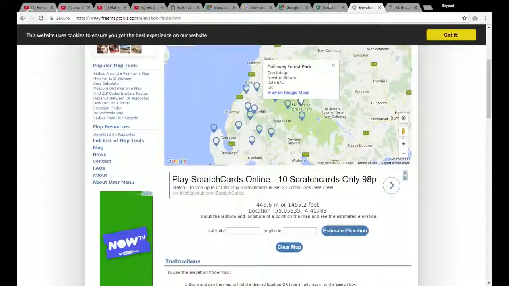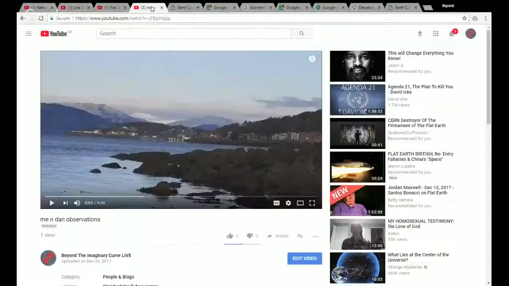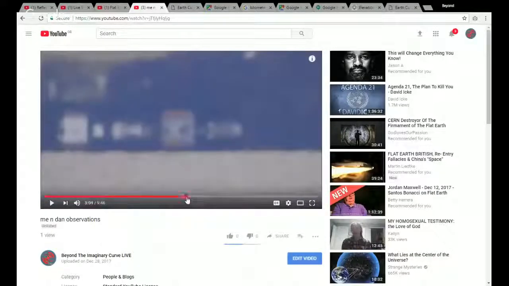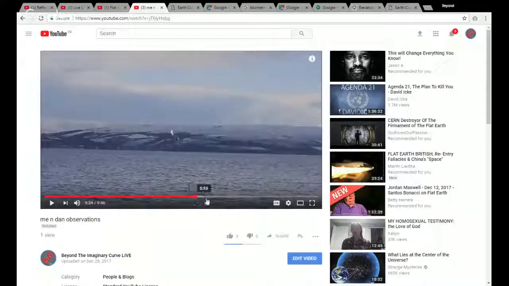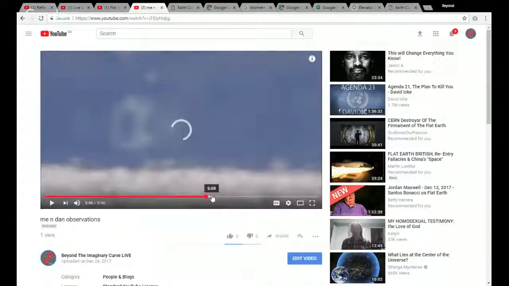Okay, so huge distances. I think I've covered the location and the distance and the elevations, so let's now go to the footage. I'm going to skip it along here till we get to the first observation point, which is in Largs.